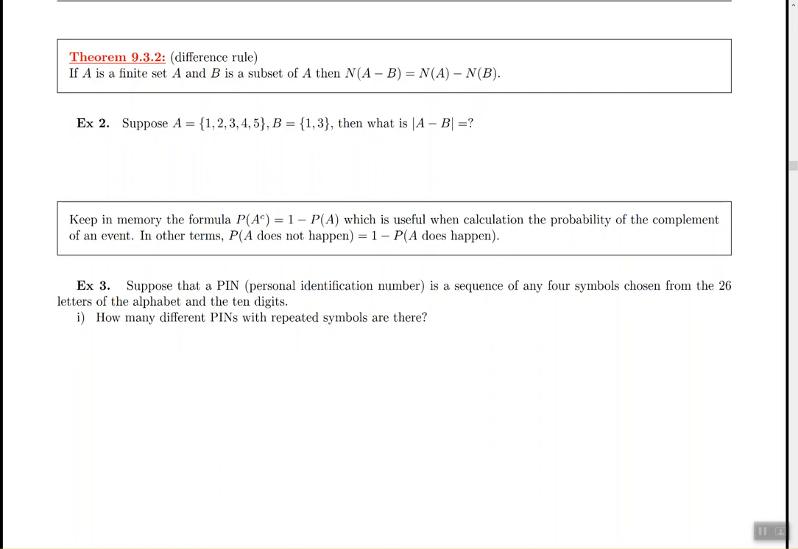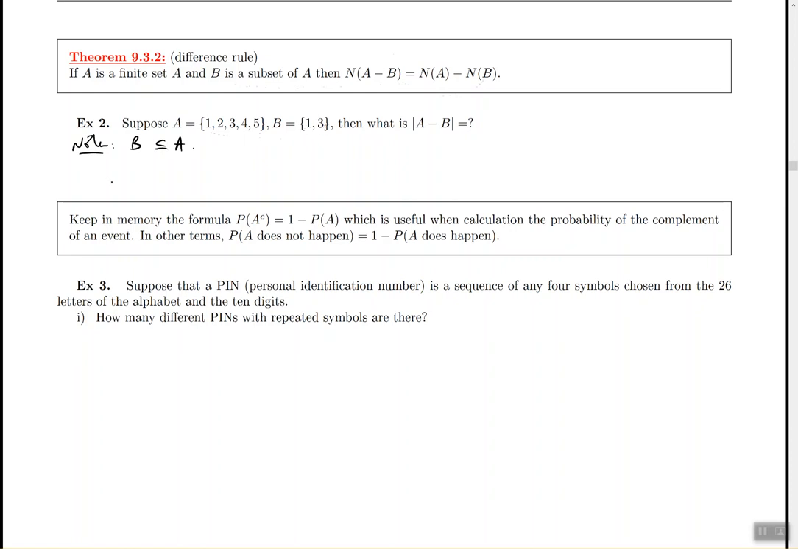Okay, so the rule is if you want the size of A minus B, and B is a subset of A, then all you got to do is count the elements of A and then take away the elements of B. So let me give you an example with some actual numbers. Suppose the set A was 1, 2, 3, 4, 5, and the set B was 1, 3. First of all, notice how the set B is a subset of the set A. So it's part of it, basically. Some of the elements here show up in A. As a matter of fact, all of them do.